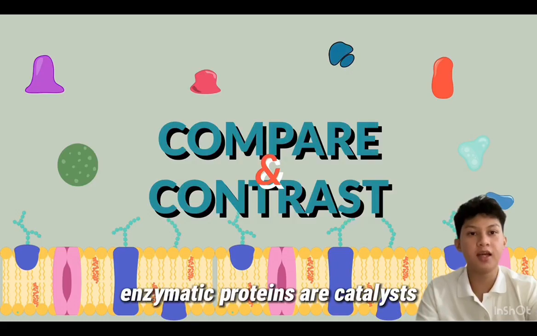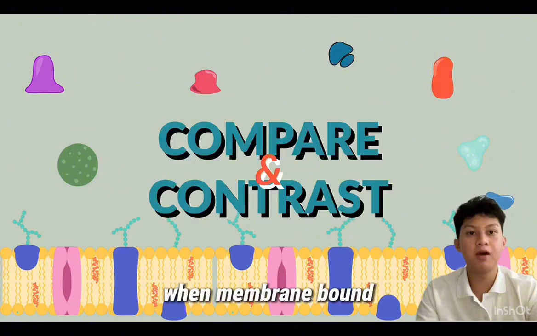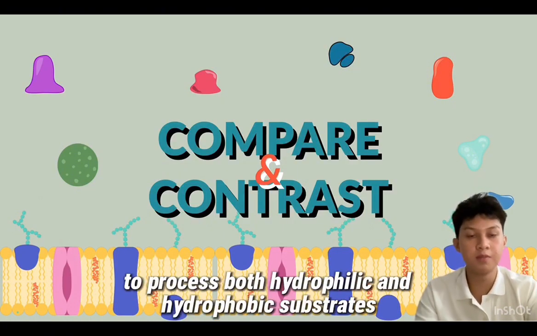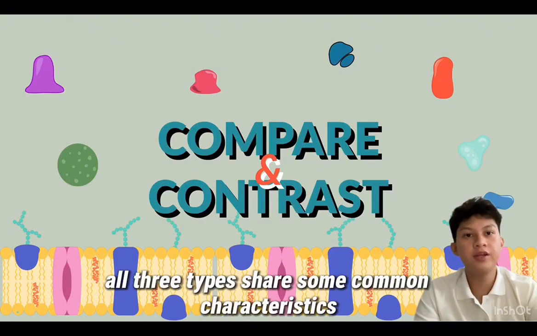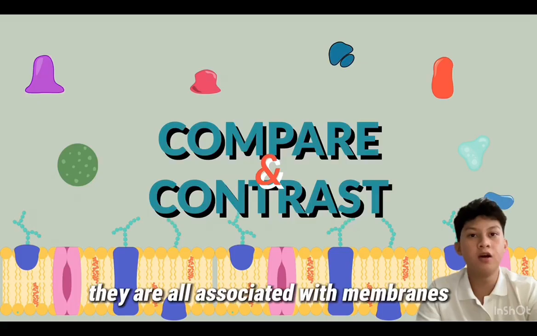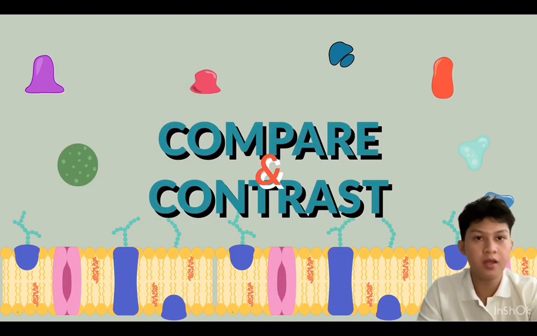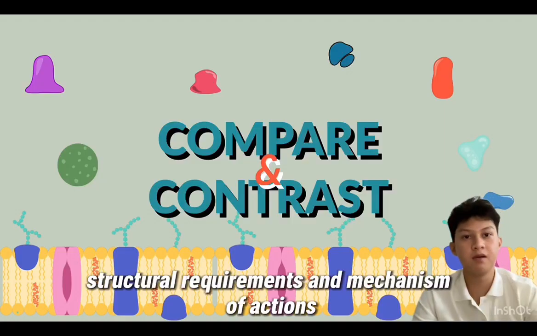Enzymatic proteins are catalysts that accelerate biochemical reactions. When membrane-bound, they can take advantage of the unique membrane environment to process both hydrophilic and hydrophobic substrates. They are essential for metabolism and energy production. All three types share some common characteristics. They are all proteins, they are all associated with membranes, and they all can be regulated by various mechanisms. However, ultimately, they differ in their primary functions, structural requirements, and mechanisms of action.